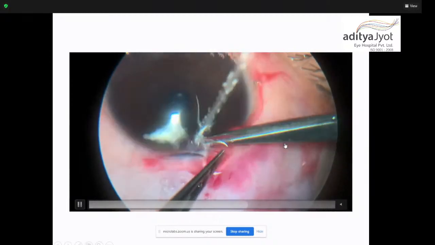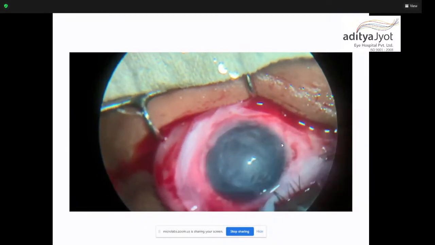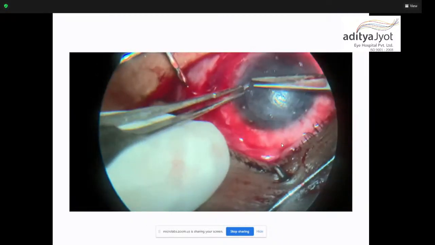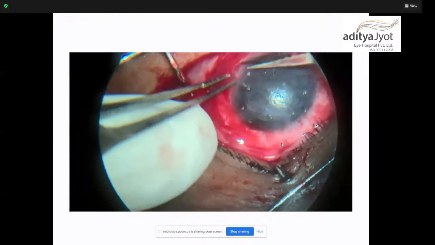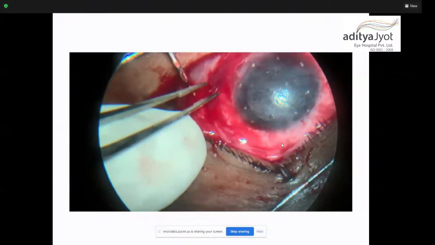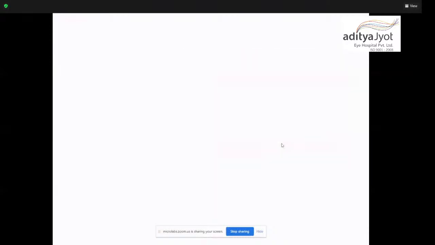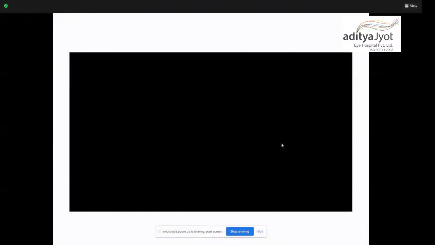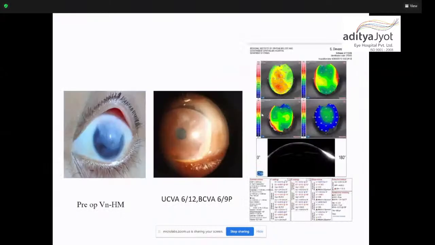You place the amniotic membrane over there, and the amniotic membrane acts as a scaffold for the limbal stem cell explants. The limbal stem cell explants are kept not too much in the periphery, about 10 to 12 explants, and then fibrin glue is applied over it, and then we put a bandage contact lens over it. So that is a post-operative picture after 3 or 4 months. So this child had an uncorrected visual acuity of 6/12 and a best corrected visual acuity of 6/9.